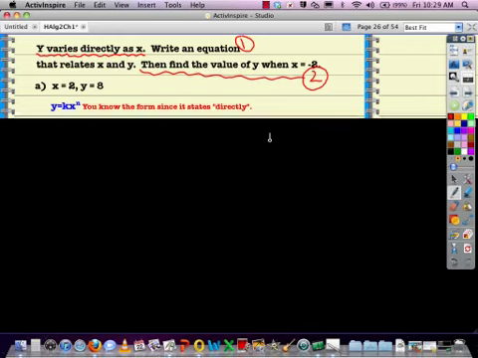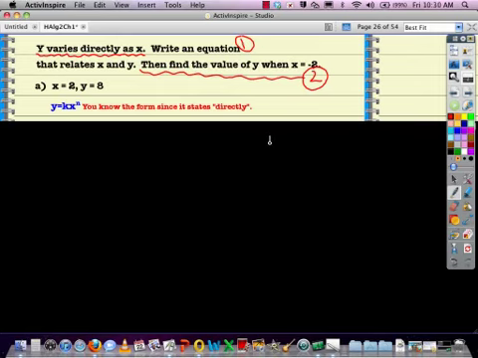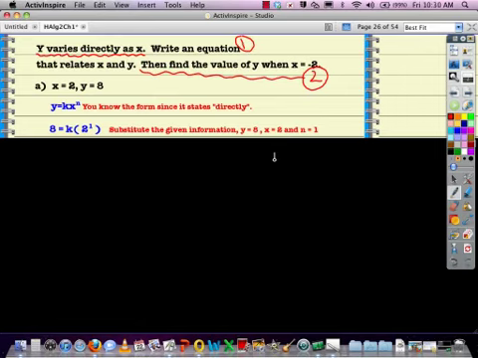Y equals kx to the n is our direct variation equation, so we put that in. It's said directly, and it's the general form. It also did not say anything about to the second power, to the fourth power, squared, or anything like that, so you have to assume that the n value is 1. So you will substitute an x value of 2, a y value of 8, and an n value of 1. That leaves only the k to be determined.